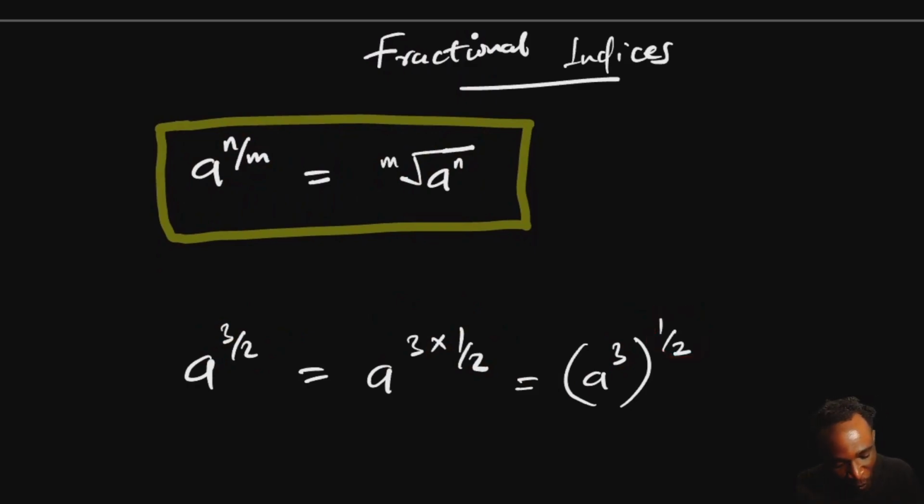And when this happens, we can then change this, because raising to the power 1 over 2 is usually the square root. So we can rewrite this as the square root of a raised to the power 3. This is our final answer.